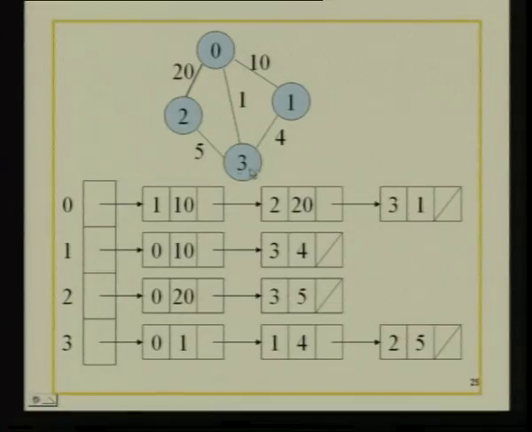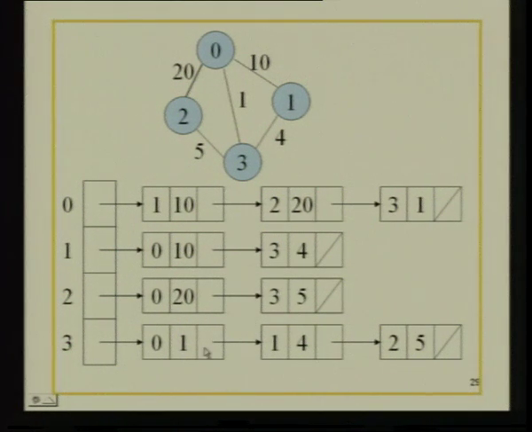So, you have 0, 1, 2, 3. Similarly, these are the pointers to the nodes. But look at this, in this node, in addition to having the node value, you also have the edge weight. So, this 10 tells you that the weight of the edge between 0 and 1 is 10, okay, and 0 and 2 is 20.